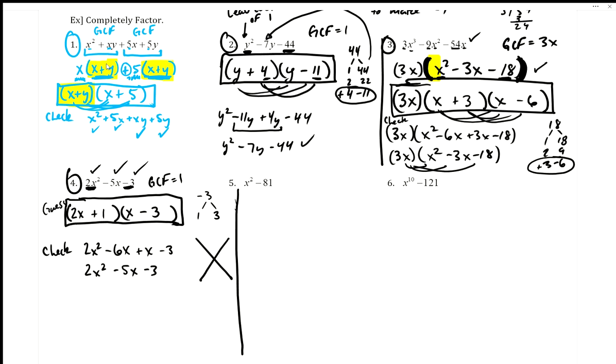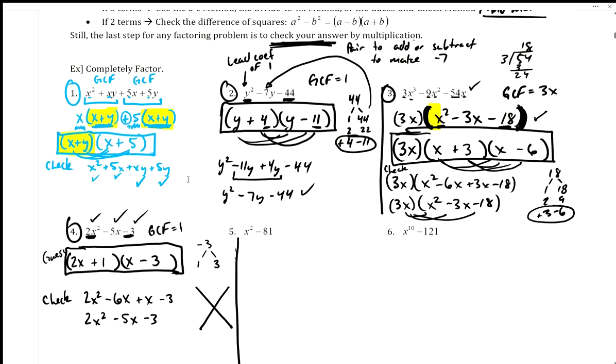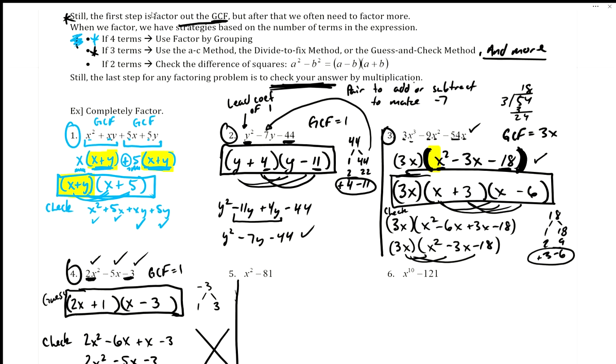All right, number 5 and 6. Number 5 and 6, those are two terms. So I guess I'll do a different color. Let's do those in green.